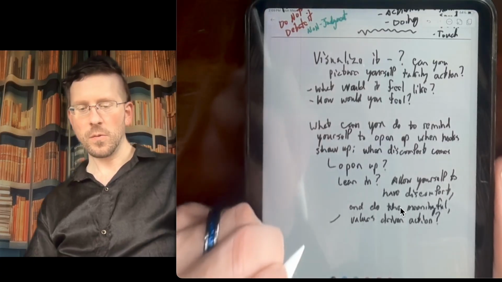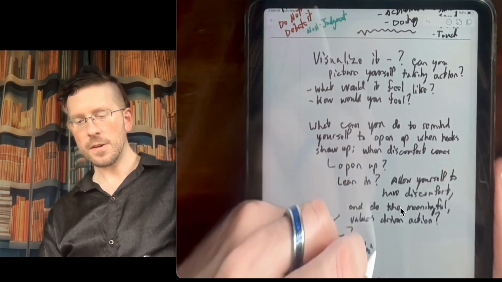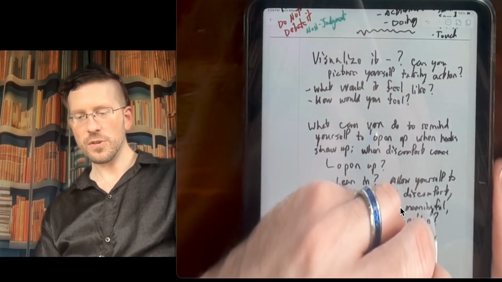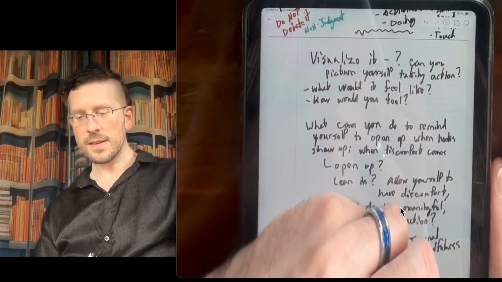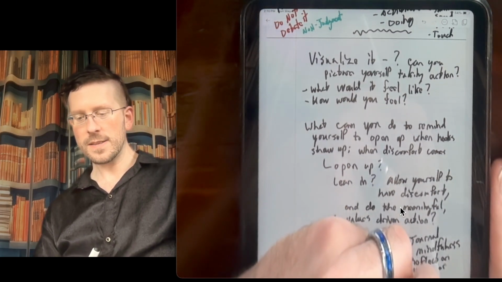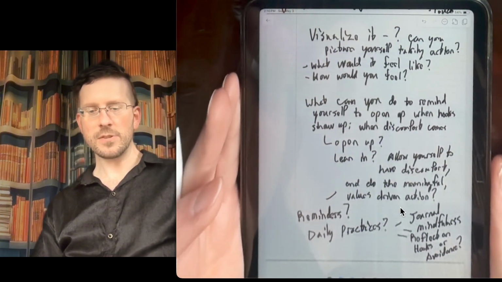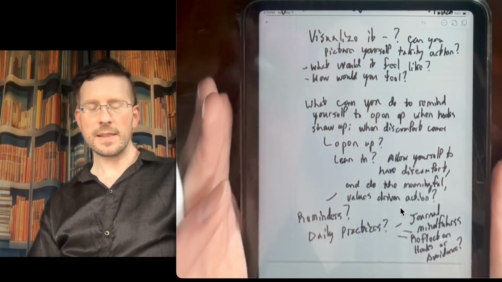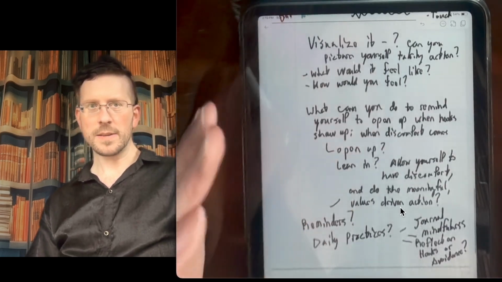What self-talk? What daily practices? How can you reinforce this? Journal, do some daily mindfulness. You can reflect on the things that hook you or your avoidance. How can you operationalize this into something that you're changing in your day-to-day life so that you can be more flexible? Okay, so I just worked through that process.